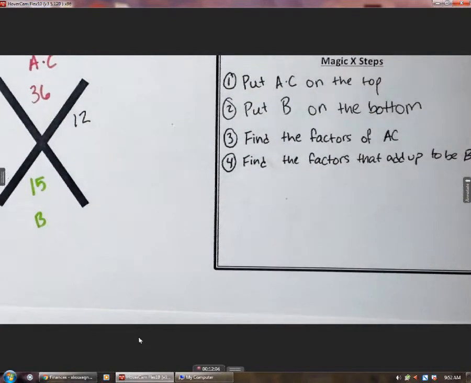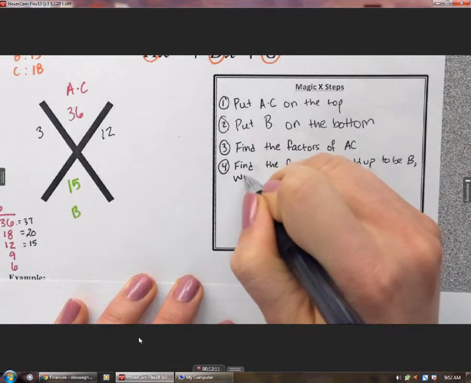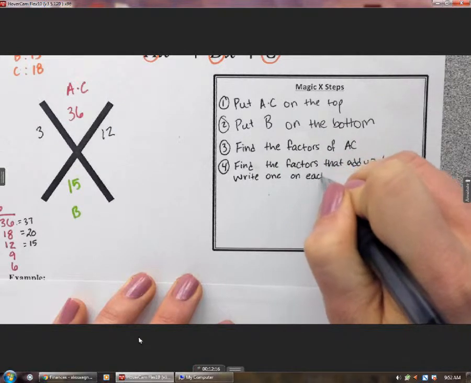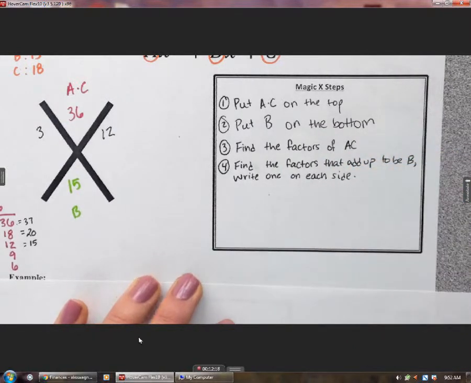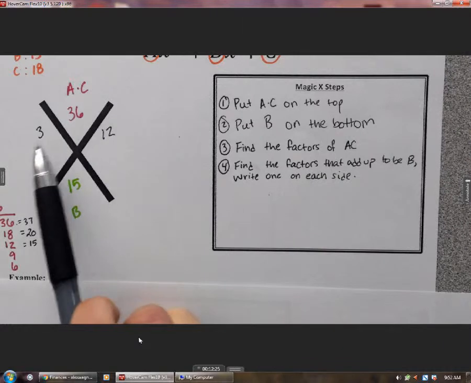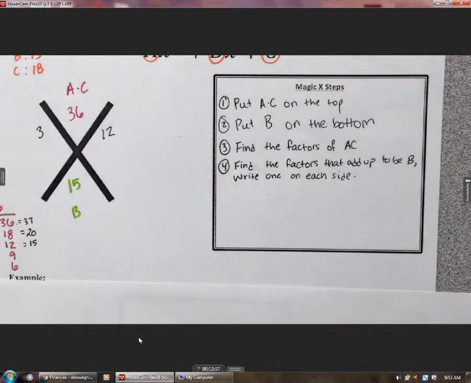So I'm going to zoom out so you can see this all at the same time. Find the factors that add up to be B. Write one on each side. Yeah, it's still part of the same step. So I have the 3 over here and the 12 over there. I always list them, the smaller on the left, the bigger on the right. You don't have to. It doesn't really matter. But just so you know how I do things, I always do it that way. It might make a difference later with negatives if you use my little negative trick.